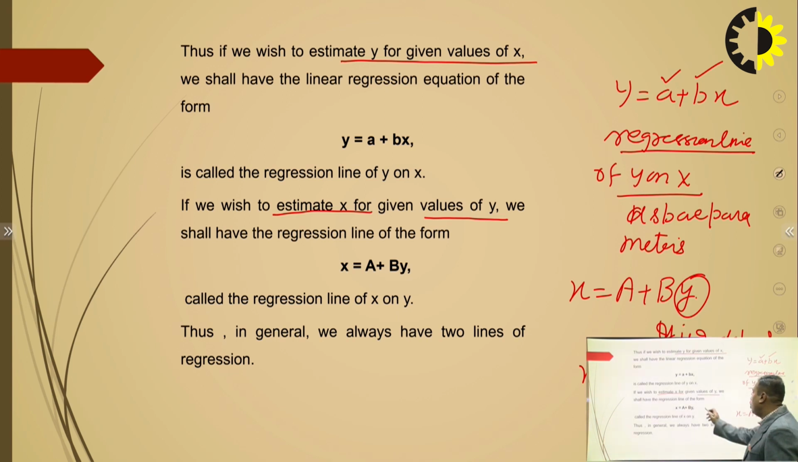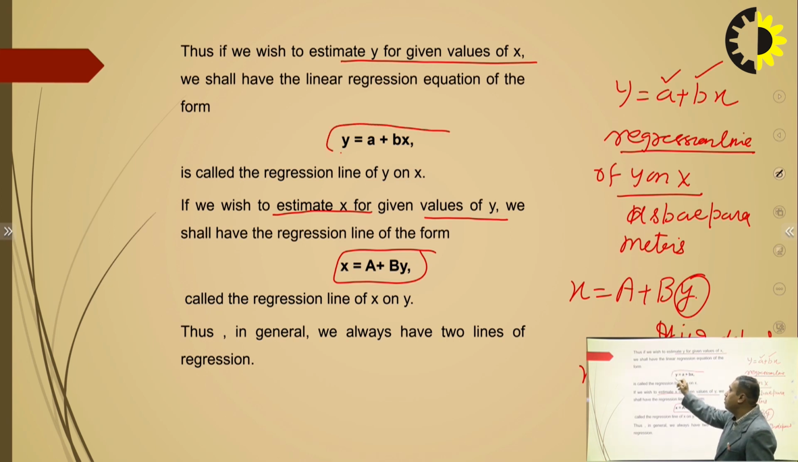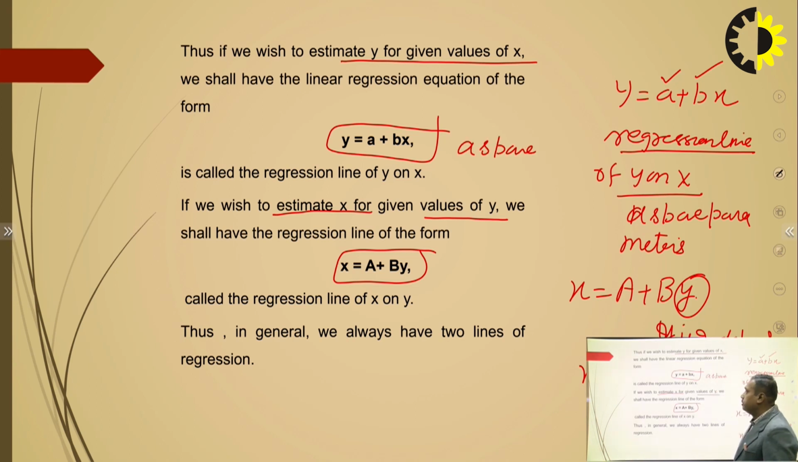Then the equation is called x is equal to a plus by. That means if you have to find the value of y and x is given, then you must apply y is equal to a plus bx, where a and b are parameters. Similarly, if values of y are given and x is to be calculated, then we have the relation x is equal to a plus by, and a and b are also parameters.